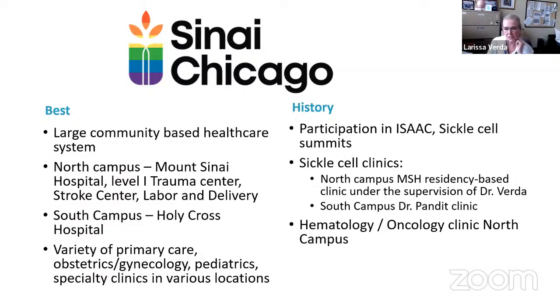In North Campus is our Mount Sinai residency-based clinic under my supervision, where at least 3-4 residents are rotating on an everyday basis, and Dr. Pandit's clinic on South Campus on Ashland Avenue. We have a hematology oncology clinic in North Campus as well, and for complicated patients, we can always refer them or arrange for them to be seen in hematology oncology.